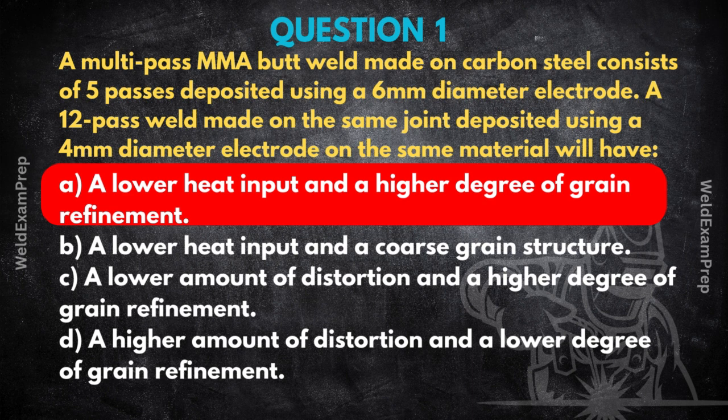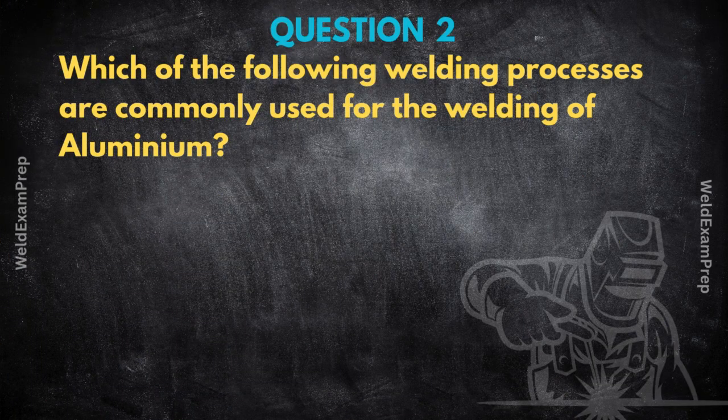Got it. So for you as an inspector, understanding this link, electrode size, passes, heat input, grain structure, it's absolutely crucial. It's about the weld's guts, not just the surface look. All right, let's shift gears a little. Let's think about the material itself dictating the process. Aluminium, for example. Question 2.